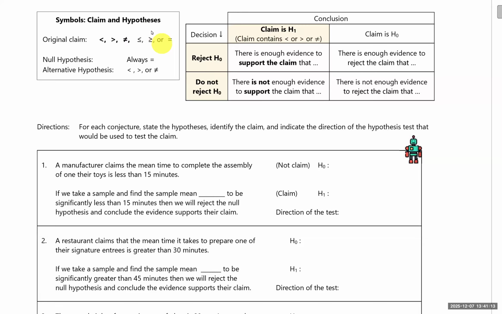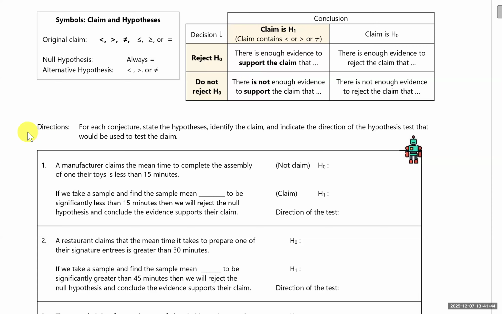Claims can also contain one of these other symbols. However, in our class, we're going to just stick with those first three possibilities. So in doing so, the alternative hypothesis, which has to have one of those three symbols, means that for us, our claim will always be the alternative. So as I move forward, you're going to see that I always write the alternative hypothesis first, and then we'll get back to this other stuff in just a bit.